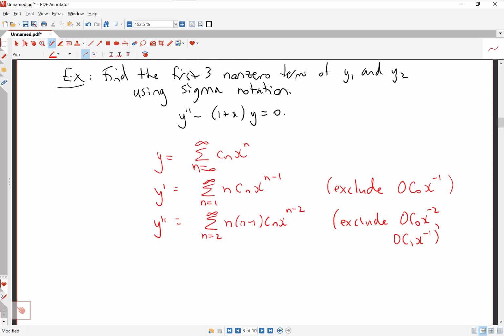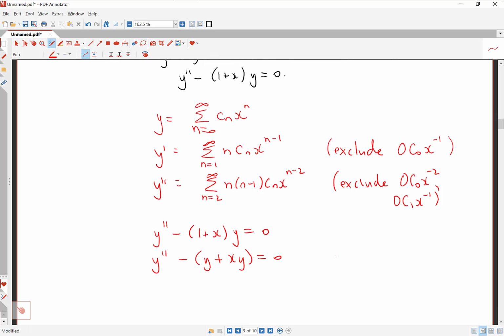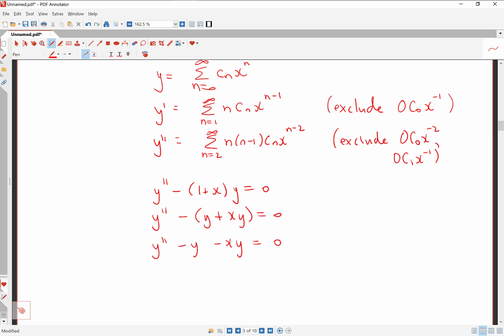Our DE looks like y double prime minus (1 plus x) y equals 0. Well, what's going to happen here is we're actually going to need to distribute, and it might be better to do that before writing down our series. So we've actually got y double prime minus y plus xy equals 0. Or better, let's call that y double prime minus y minus xy equals 0. Okay, so now let's sub in.